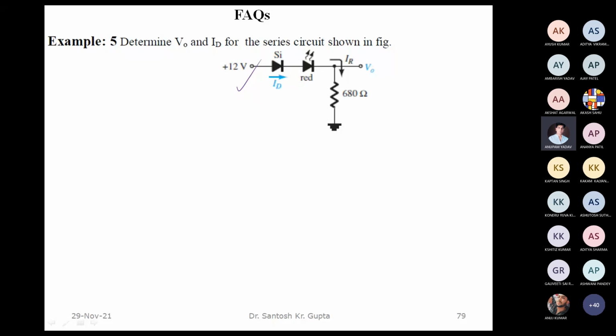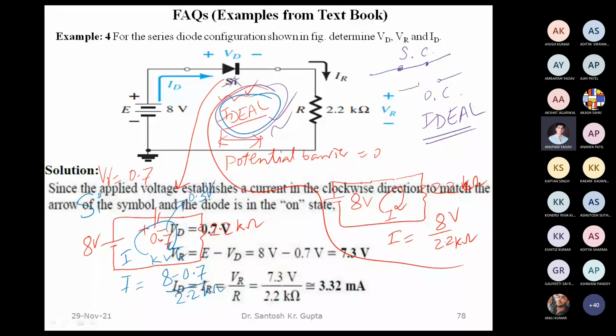Sir, in the last question, how do we find the different types of currents? Different types of current means? That ID. Only one current is there. But sir, you can see there are two types of current in this question, ID and IR. So will they be the same, sir?